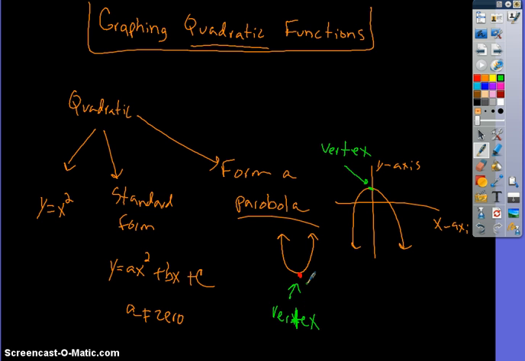What's interesting about the vertex is if I graph a parabola like this one, I would have a line that goes straight down the middle of this parabola, and that line must go through the vertex. This line has a name as well. That line that goes down the middle of the parabola is called the Axis of Symmetry.